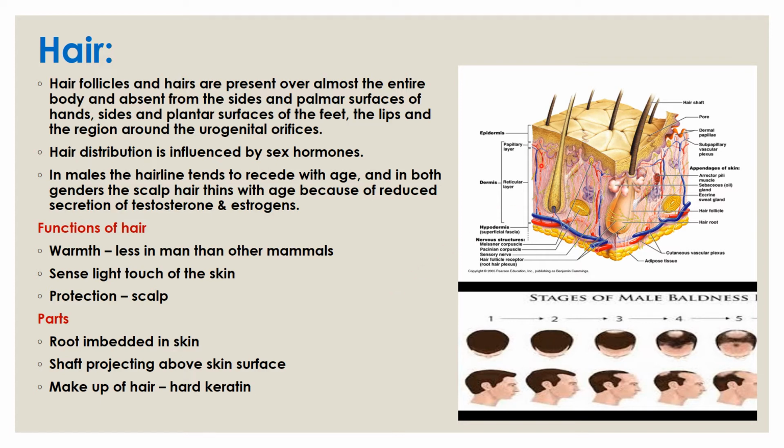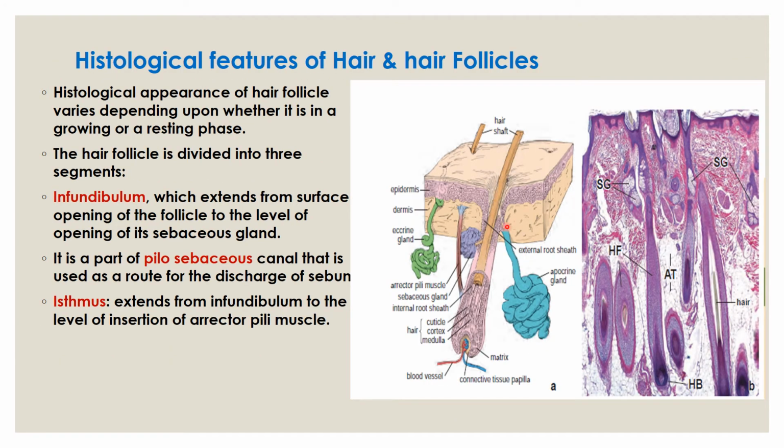You can see here the part of the hair which is emerging out from the skin is called the hair shaft, and the part which is embedded inside is the root of the hair. So we'll discuss the histological appearance of this hair. The histological appearance of the hair follicle varies depending upon whether it is in a growing stage or a resting stage. You can see here the follicles of the hair embedded in the dermis.